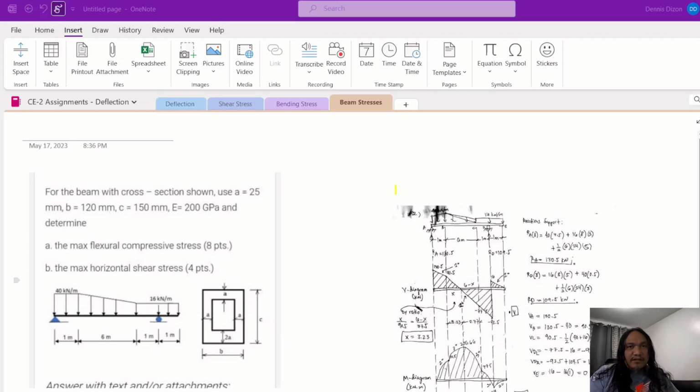So we will continue with the next problem here. Like I said, this assignment was sent by a second year civil engineering student from one of the universities in northern Luzon. And on this one, it looks like he started solving the problem. So the problem is, let me just zoom this out here.